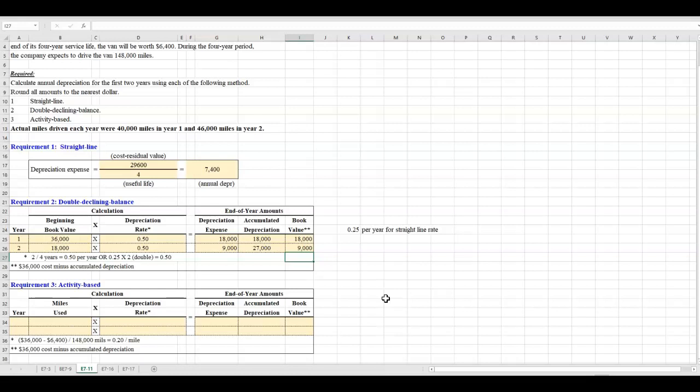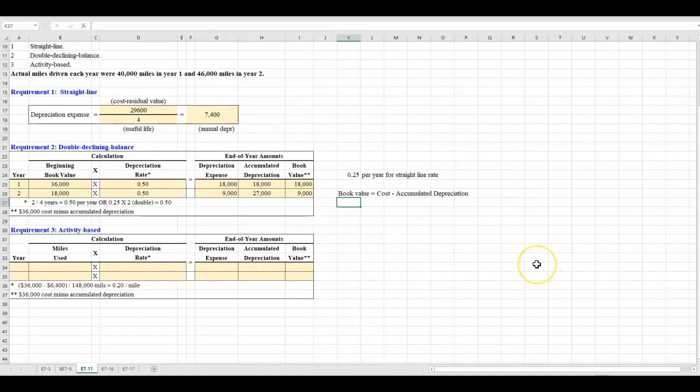It's important to remember here that you're doing twice the straight line rate, and you're multiplying it times the book value. And book value is equal to cost minus accumulated depreciation. It's important to understand what book value is because you're going to use that in a later calculation.